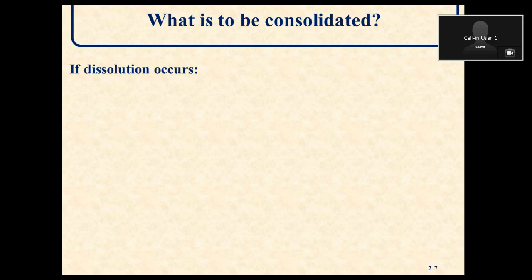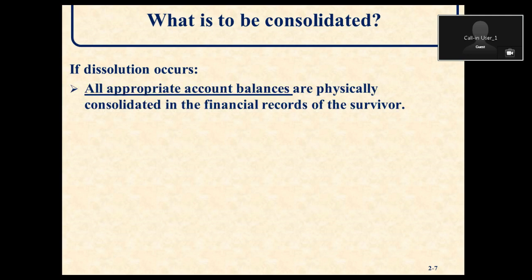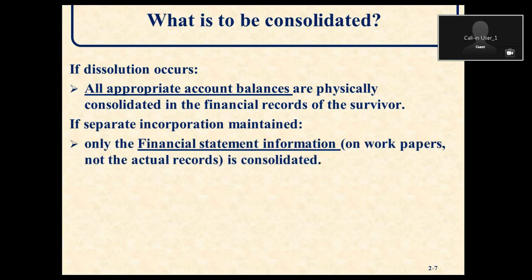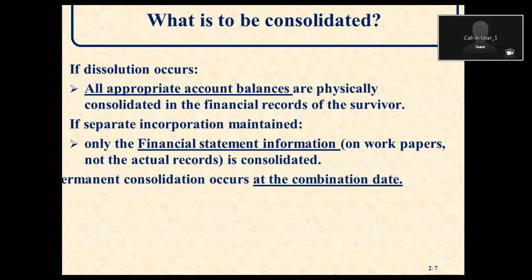So when we have to consolidate financial statements, if the company that's being purchased dissolves, then we basically have to add those account balances to the balances of the retaining company. But if that company keeps a separate entity, even though they consolidate, then we would only show it as consolidated on the financial statements. The actual records are going to have two separate sets of companies, but for financial reporting purposes, we'll use work papers to show them as a single entity just for financial statement purposes.